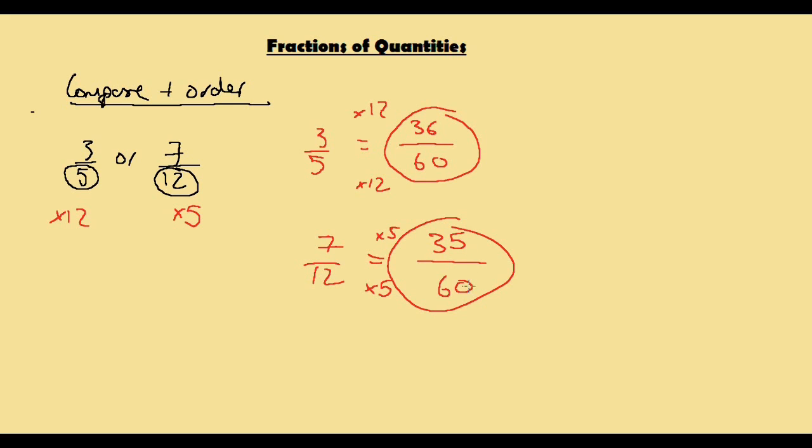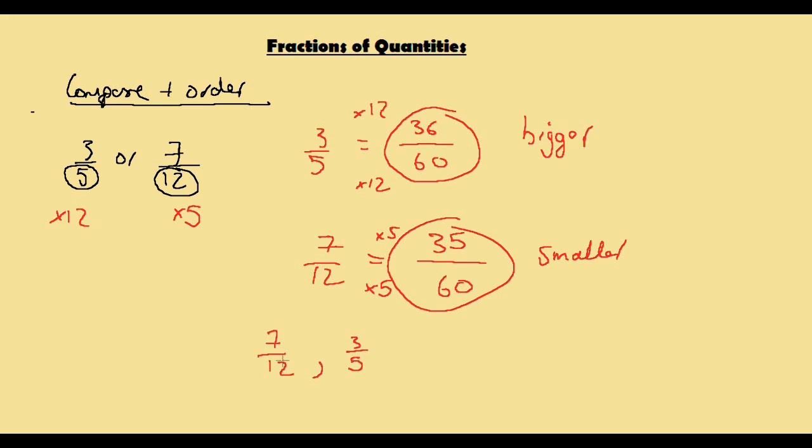So we've then compared them, and if we were to write this from, say, smallest to biggest, I would say 7 over 12 and then 3 over 5. So we've ordered them from smallest to biggest by absolutely guaranteeing ourselves that we've done it correctly rather than guessing.